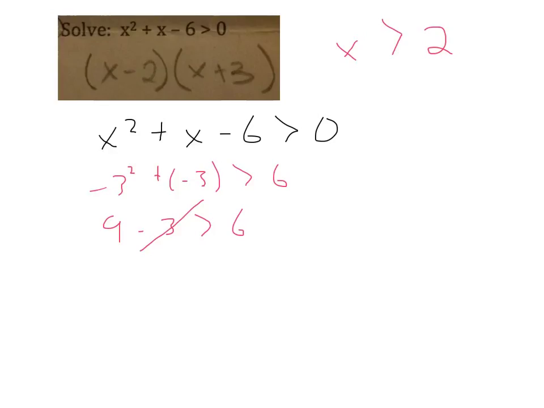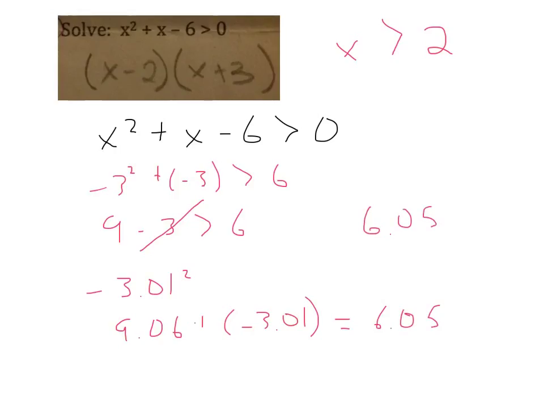So if we go any smaller than negative 3, for example, negative 3.01, and plug that in for x. Negative 3.01 squared gives us a positive 9.06. And then we add a negative 3.01. And 9.06 plus a negative 3.01 is just 9.06 minus 3.01, which gives us 6.05. And 6.05 is greater than 6.